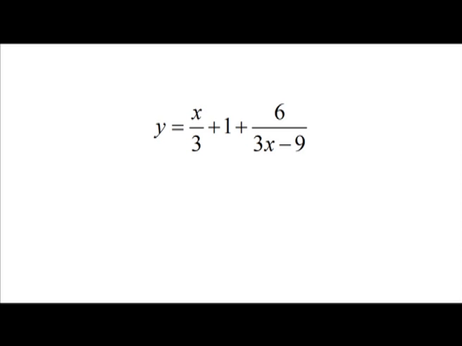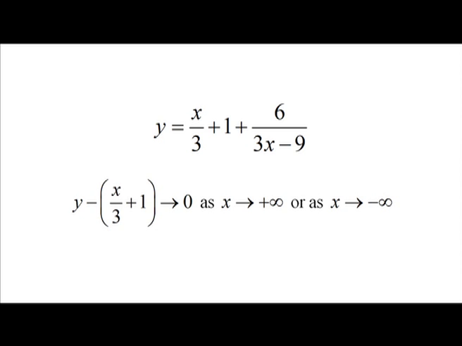The term 6/(3x - 9) approaches 0 as x goes to plus infinity or as x goes to minus infinity. Hence, it follows that y - (x/3 + 1) goes to 0 as x goes to plus infinity or as x goes to minus infinity.